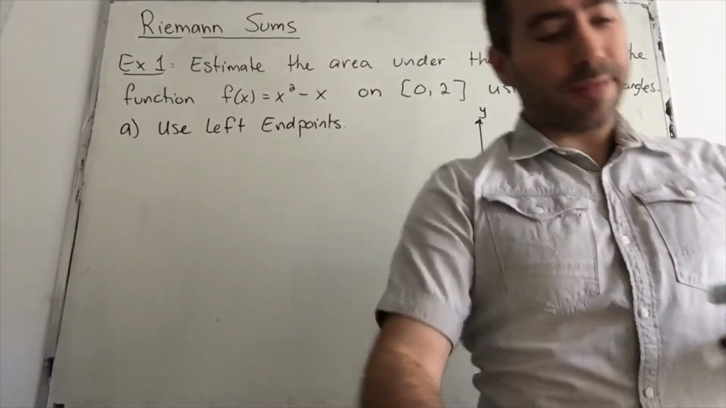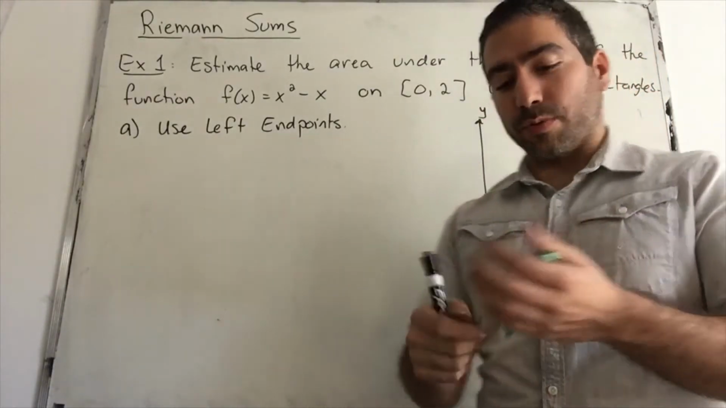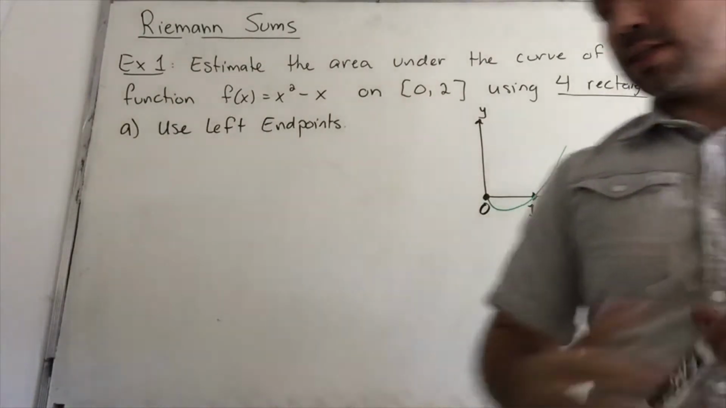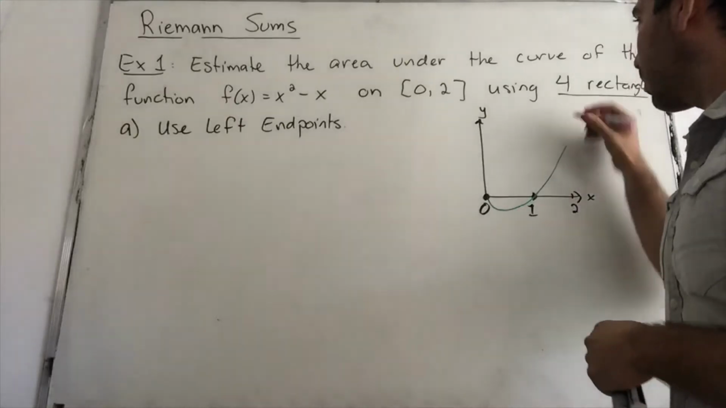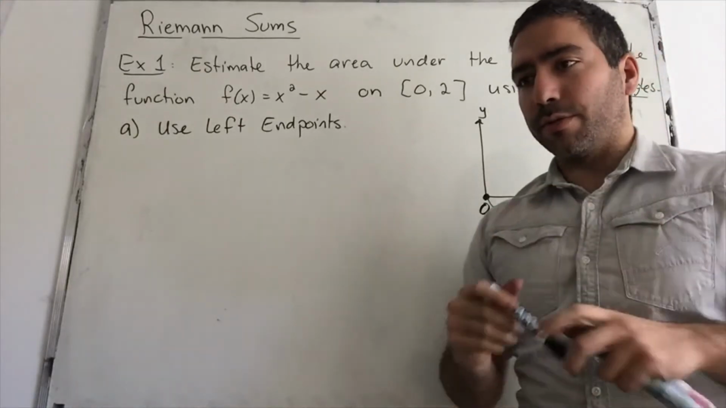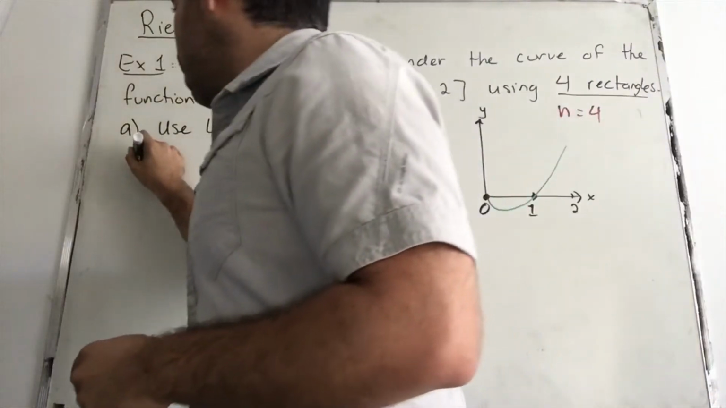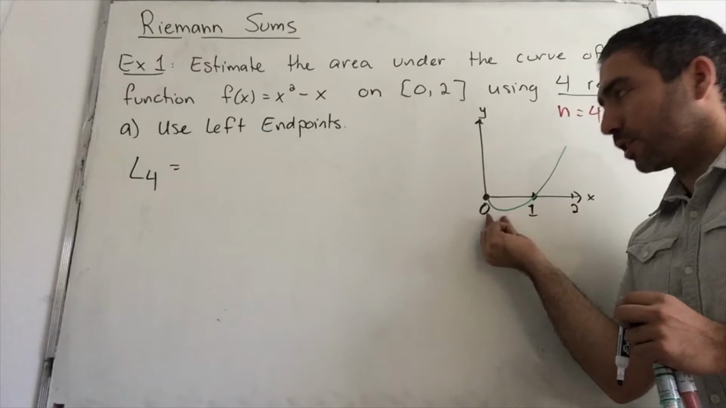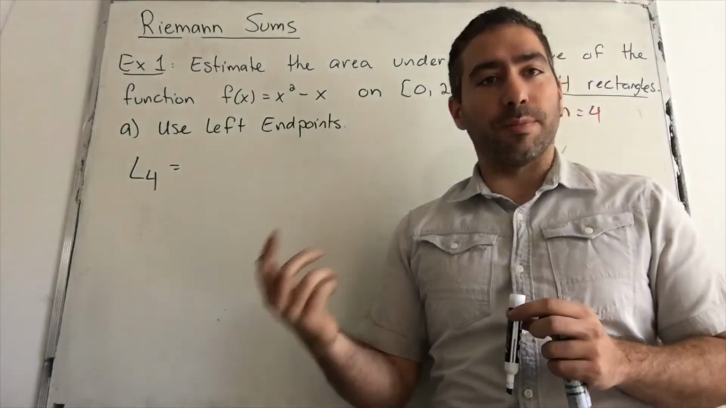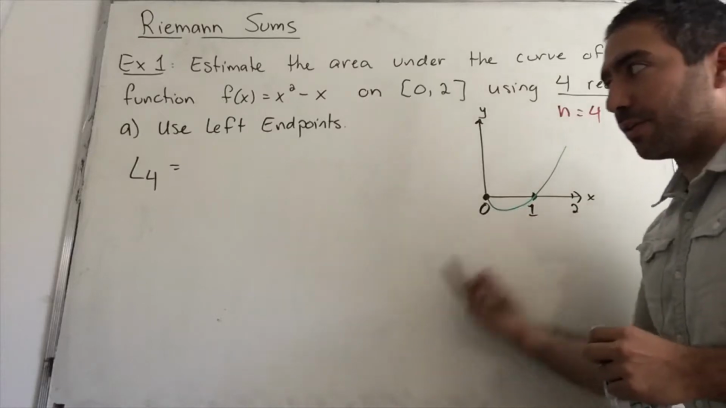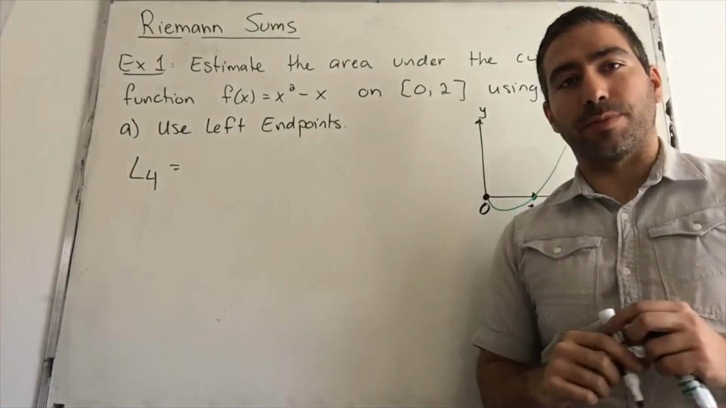We have to use our left endpoint, and we're partitioning it into 4 rectangles. So this is important, 4 rectangles, that's telling us that n equals 4. So the number of rectangles we're going to use is 4. So using our formula, we're using L4, and because we're not making the rectangles as small as possible, we do not have to include the limit now. We're splitting this up into 4 rectangles and finding the area of each, adding them up, and that's our approximation.